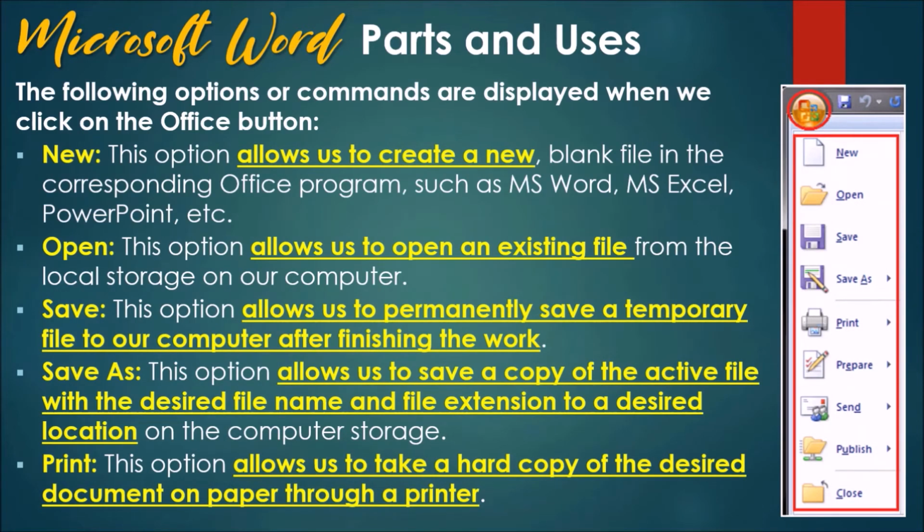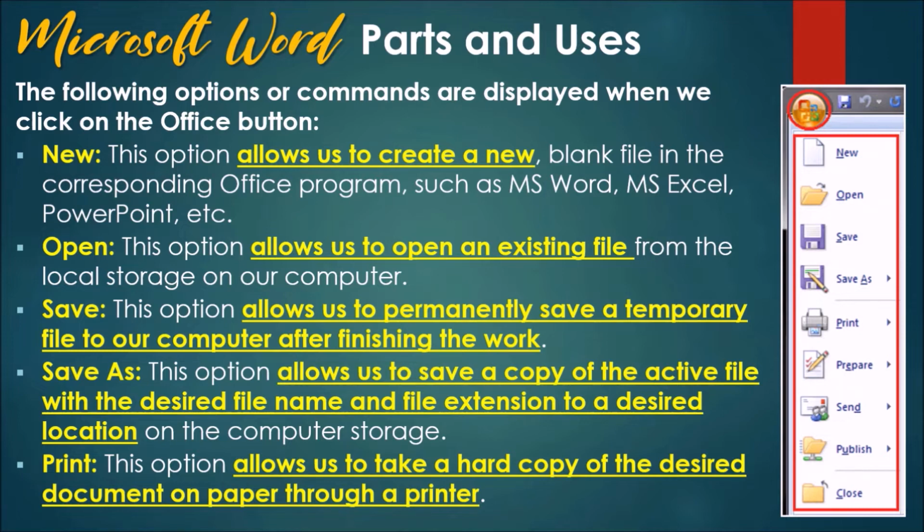The following options or commands are displayed when we click the Office button or the File tab. New. This option allows us to create a new blank file in the corresponding Office program, such as MS Word, MS Excel, or PowerPoint. Open. This option allows us to open an existing file from the local storage on our computer. Save. This option allows us to permanently save a temporary file to our computer after finishing the work. Save as.